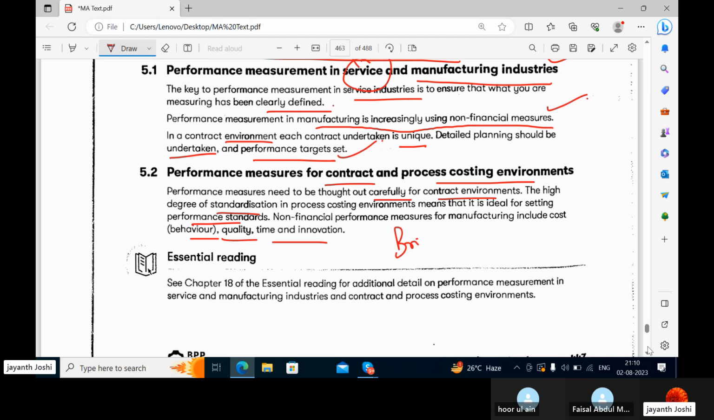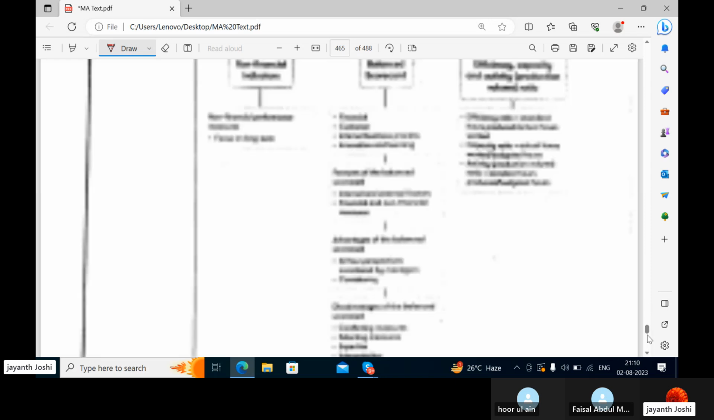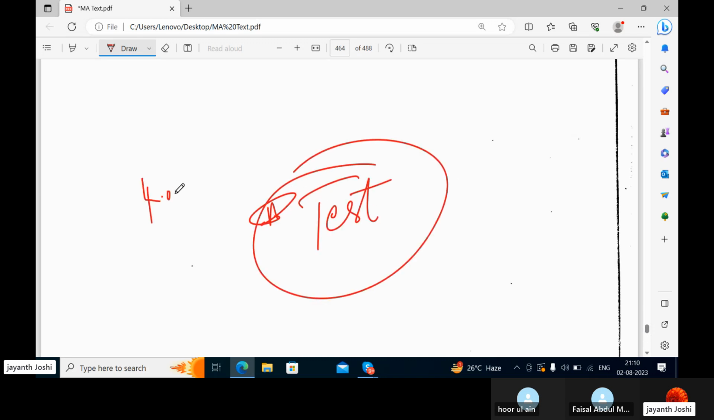Okay. So this is the end of the chapter. I want you to learn this chapter today and write the test of this chapter tomorrow. Tomorrow I'm going to conduct a test. At 4 p.m. I'm going to send you the paper for this chapter. Fine. Thank you.